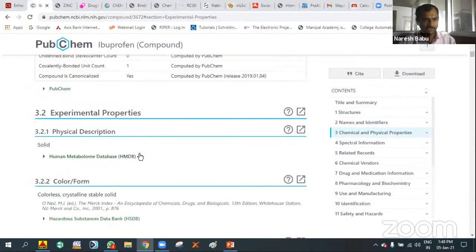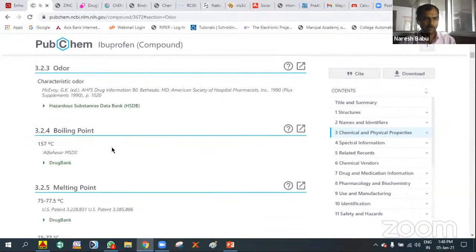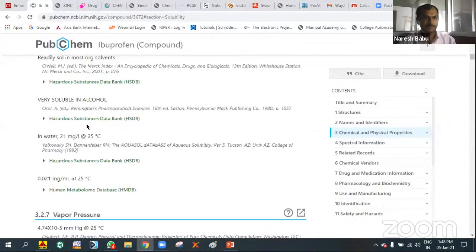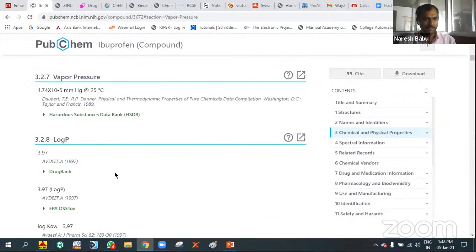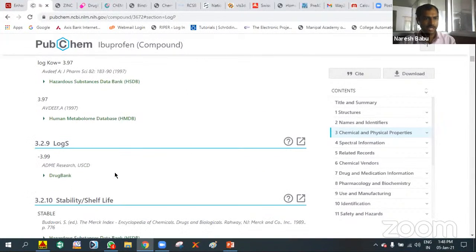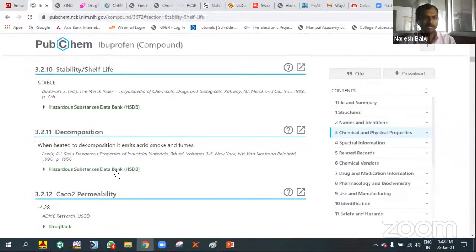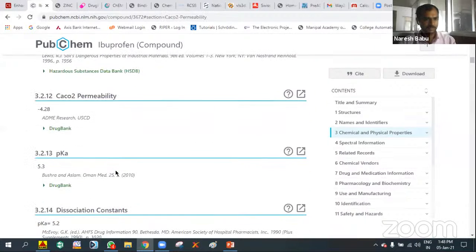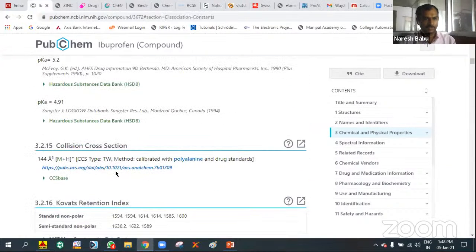And experimental data is also available if the drug is already marketed. We can also observe the physical properties: color and odor, boiling point, melting point, and solubility, all the relevant solubility of that compound. For ibuprofen that I entered, vapor pressure, log P values and how they were calculated, log S value, shelf life, stability, decomposition, and permeability, that is pKa values and dissociation constant. So different data we can observe.